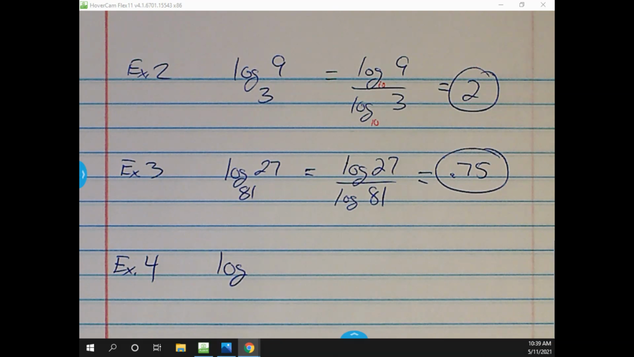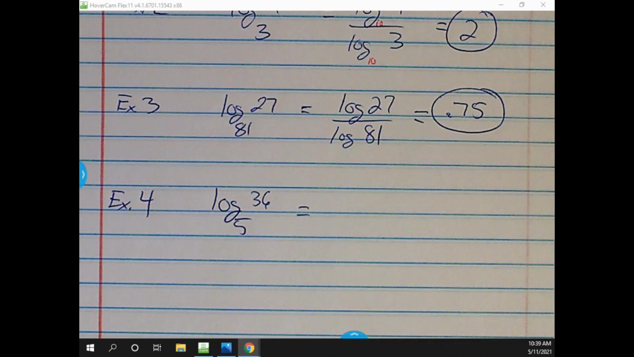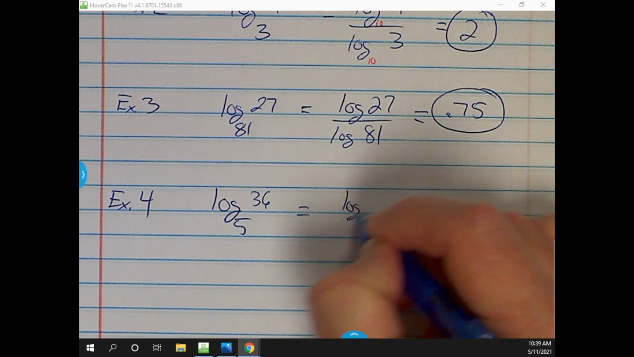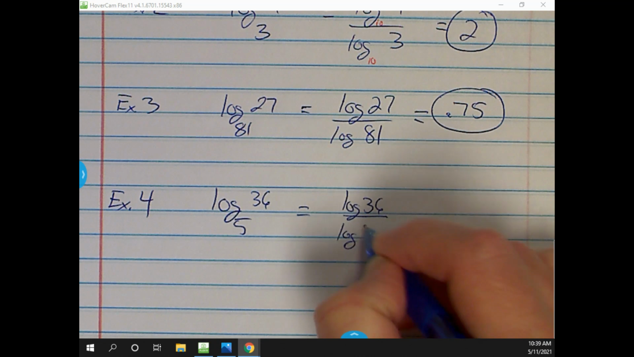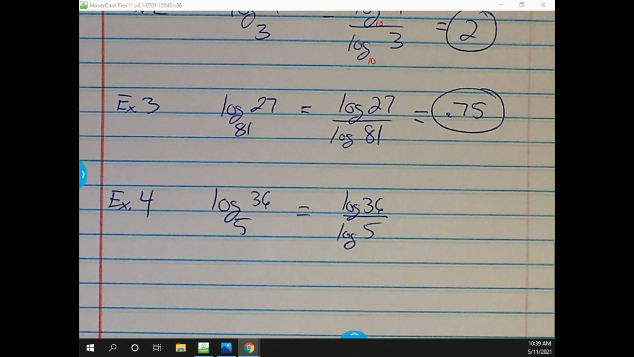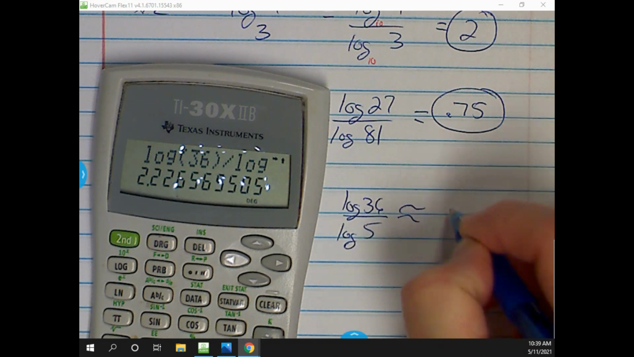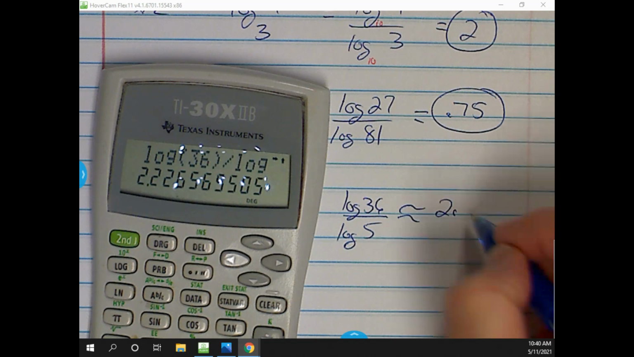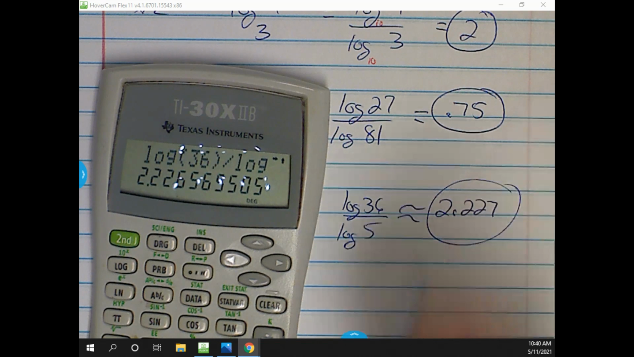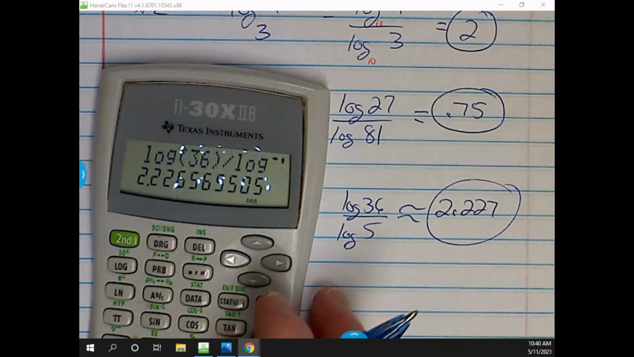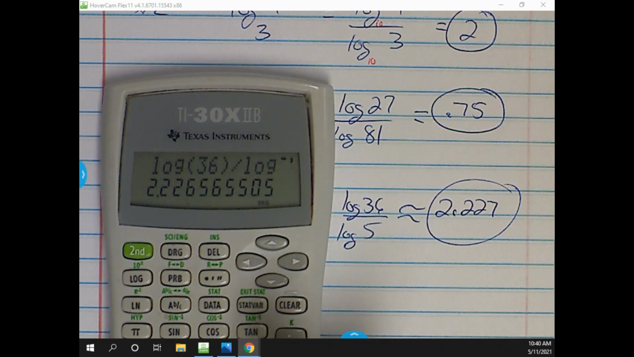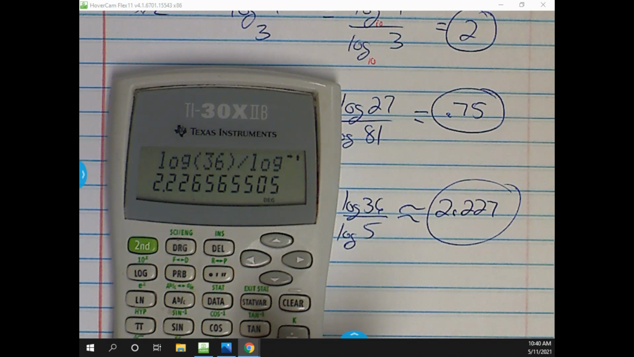So it could be that you do like log of 36 base 5. All right, again, it's just log of the top number divided by log of the bottom number. And checking that, we get 2 point... Now, this is one you're going to have to round off. It's 2.227 if we go 3 decimal places. All right, again, that's one where they would tell you to round it to 1 or 2 or 3 decimal places, or whatever the case may be.